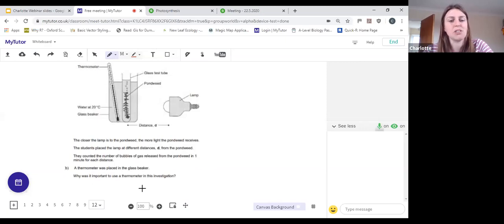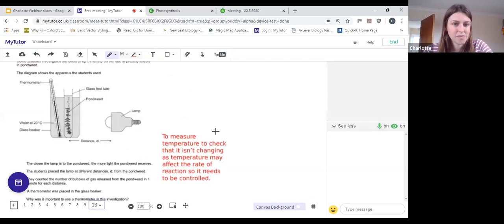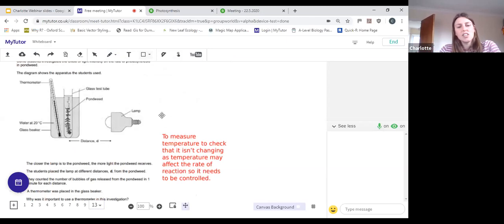Why was it important to use a thermometer in this investigation? Pop your answers in the chat. Good. Quite a few people in there. Yes, exactly. The role of the thermometer is to measure temperature to check that it isn't changing, as temperature may also affect the rate of reaction, so it needs to be controlled. Loads of people have put that in the chat, so well done, Kasaya, Jessica, Pranav, Javita.